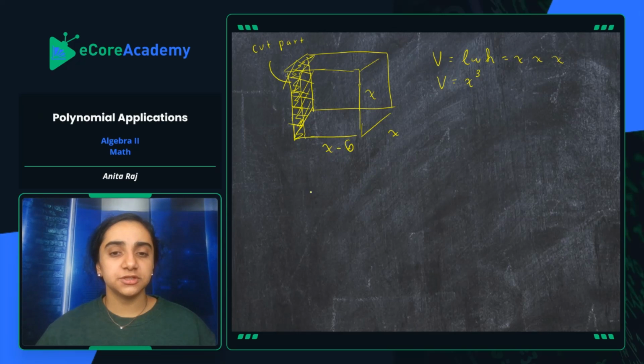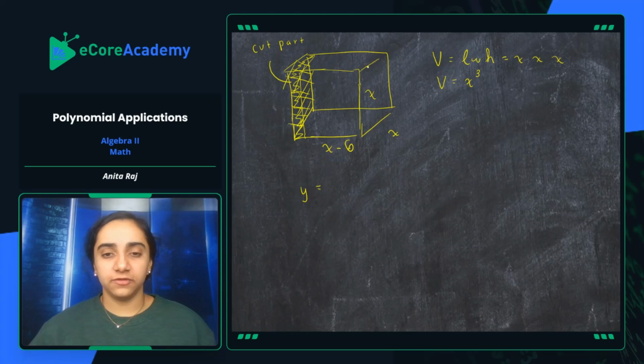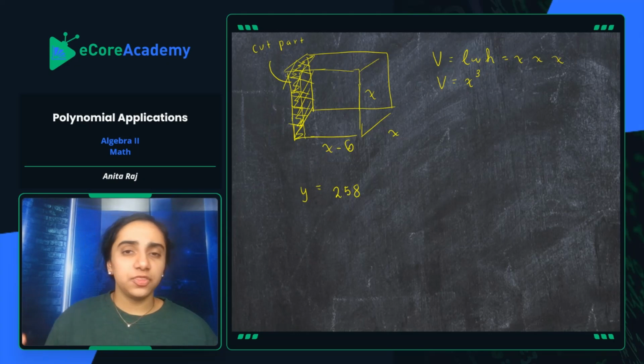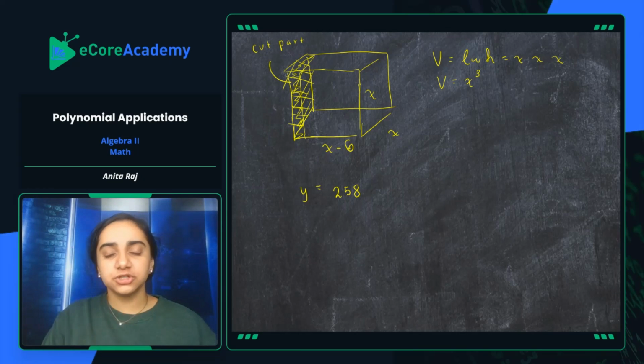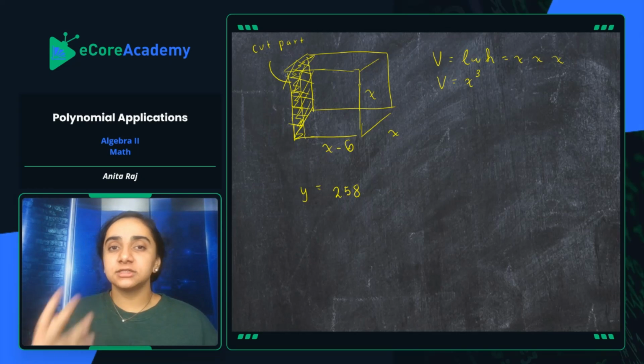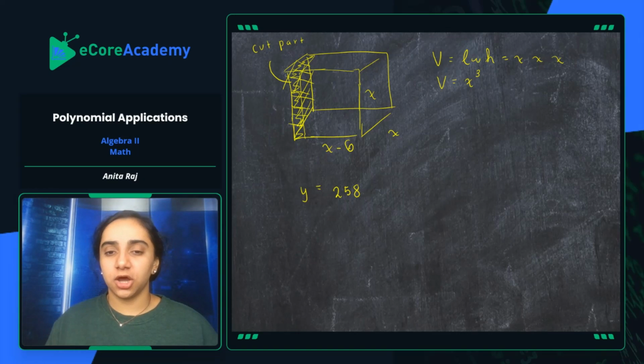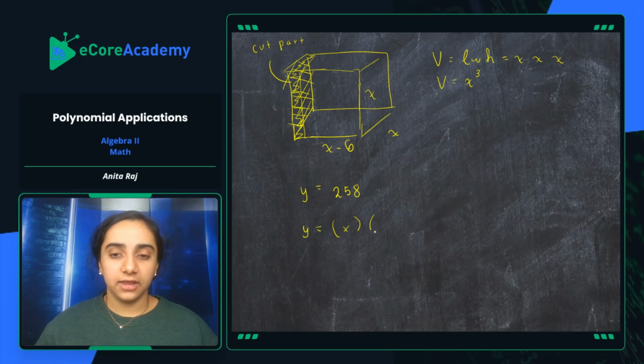The reason we're doing this is we were given the volume of the solid after that section was cut off. And the volume we were given was 258. So 258 centimeters cubed is not the volume of the solid before, the original cube. It's the volume of the cube after that section was cut off. And because of that, we have to account for it. So the new volume here, where y is equal to volume, would be the width, x, the height, x, times the length, which is going to be x minus 6, because that 6-inch piece was cut off.